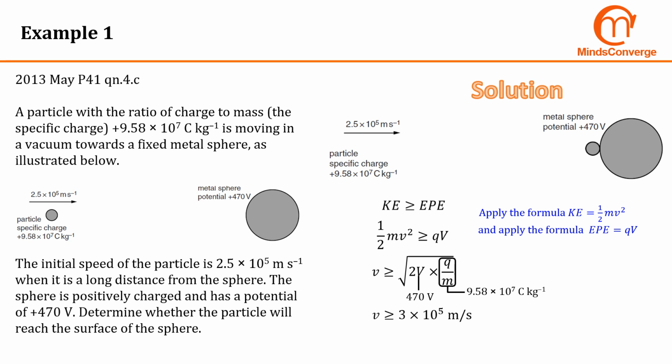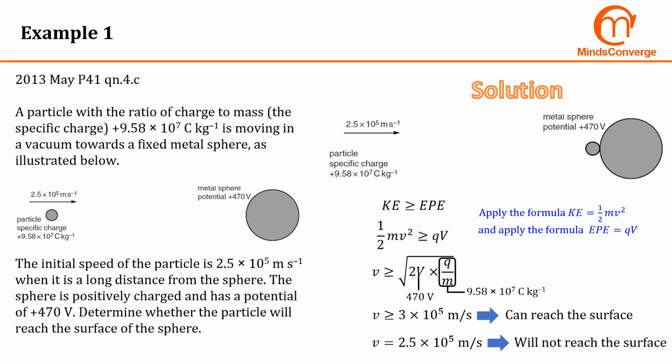It means that, if the speed of the particle is greater than or equal to 3 times 10 to the power of 5 meters per second, then the particle will reach the surface of the sphere. In the question, it's given, the speed of the particle is 2.5 times 10 to the power of 5 meters per second, which is less than the minimum speed required to reach the surface of the sphere. So, the particle will not reach the surface of the sphere.